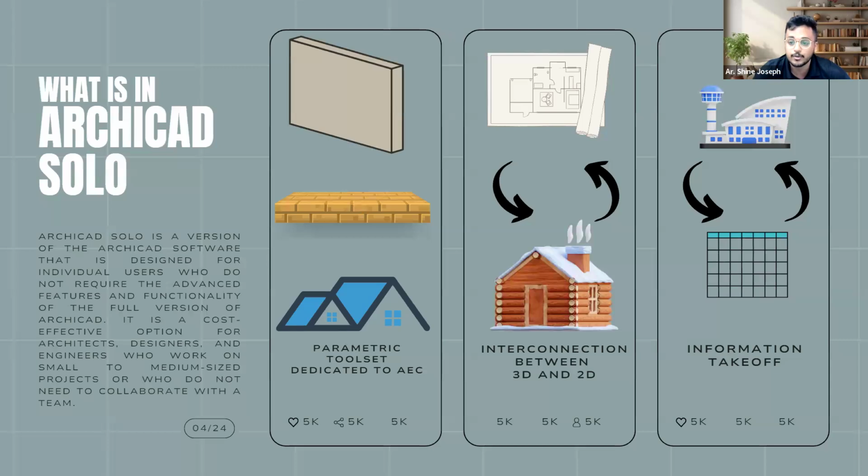So all this set of information has to be carried, not just geometric, not just physical, there should be non-physical data as well. So that is a parametric tool helping us to add this information into this. When I do one change, everything else has to change. So that is the second part of it, that is the interconnection between 3D and 2D.